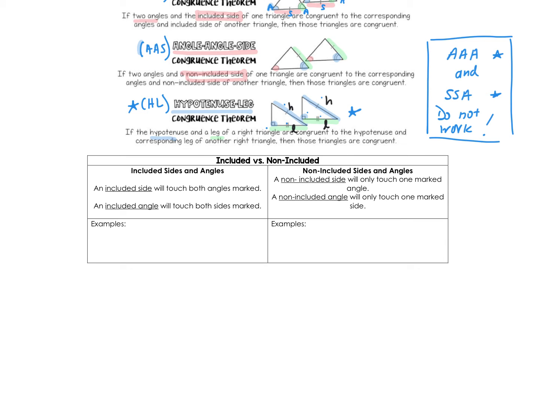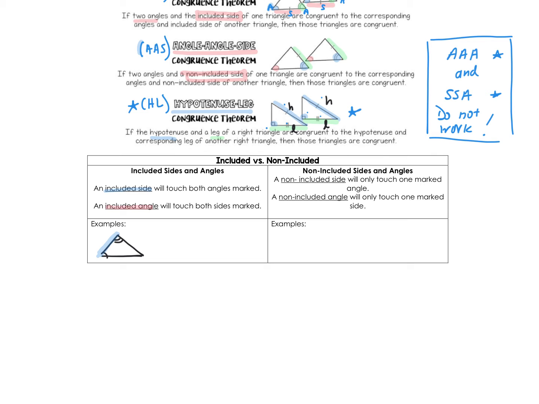All right, before we move on to actually practice this, I want to just give you a little more information about included sides and angles. An included side will touch both of the marked angles. So in here, I'm just going to draw a triangle really quick, and let's say I have two angles that are marked in my picture. All right, the included side would be this side in between them. So I'm just highlighting that in blue.